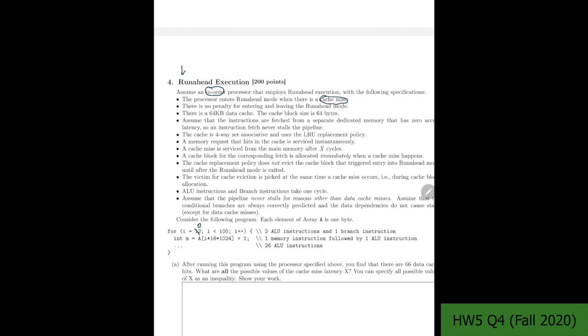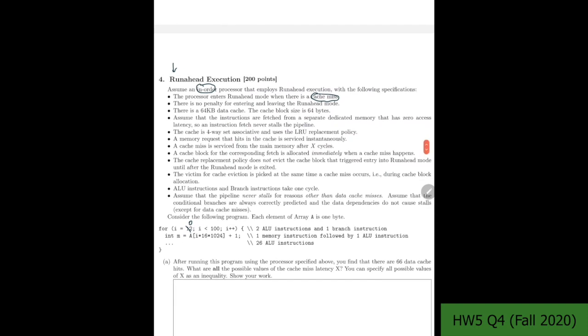The cache is 4-way set associative and uses the LRU replacement policy. The memory request that hits in the cache is serviced instantaneously. A cache miss is serviced from the main memory after X cycles. We're going to discover more about this X. The cache block for the corresponding fetch is allocated immediately when a cache miss happens. The cache replacement policy does not evict the cache block that triggered entry into Runahead until after the Runahead mode exited. This means the following.